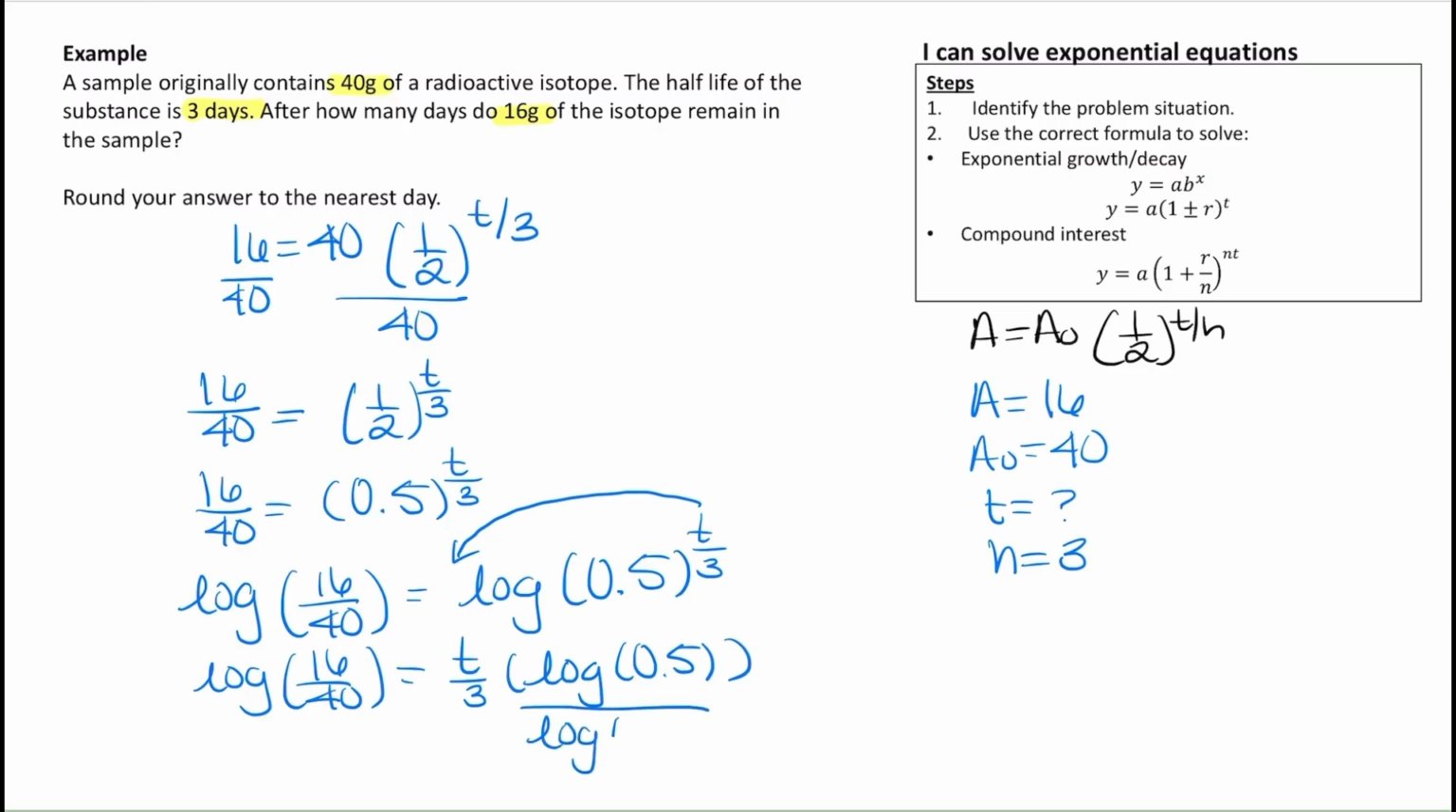And now I'm going to go ahead and divide both sides by the log of 0.5, so I can just go to my calculator. So when I divide both sides by the log of 0.5, the log of 0.5 cancels, and that's going to give me the value that's approximately T over 3. So once I go to my calculator, I'm going to be able to say that T over 3 is approximately whatever the log of 16 over 40 divided by the log of 0.5 is.